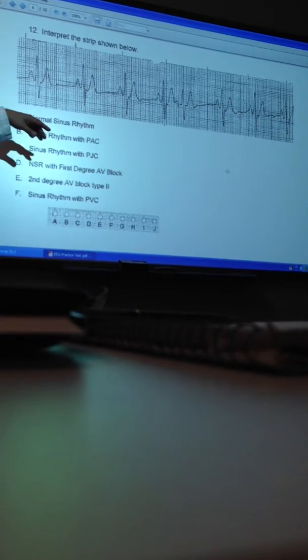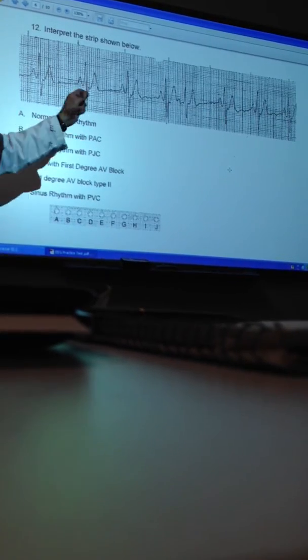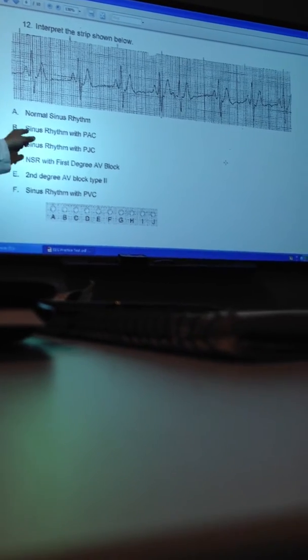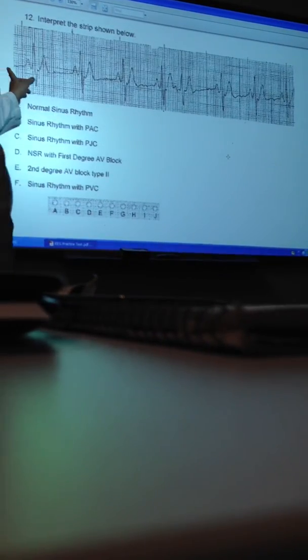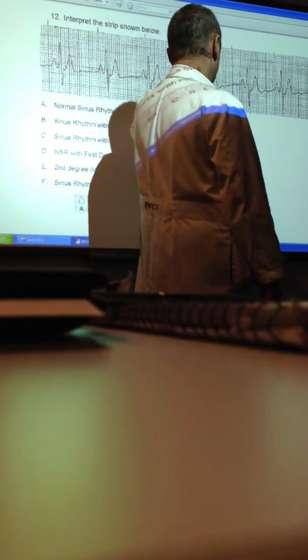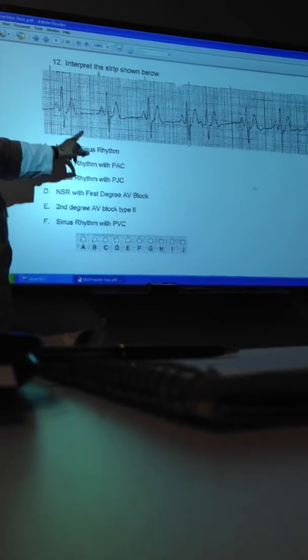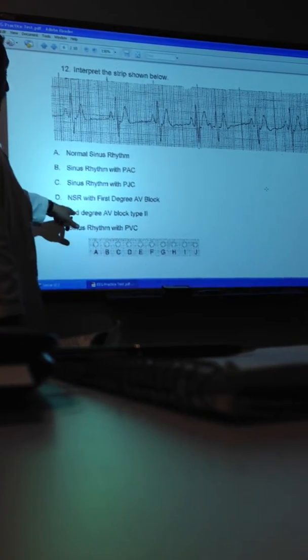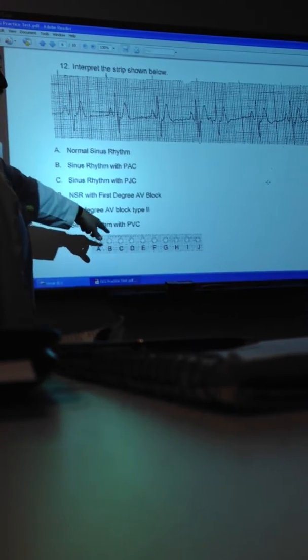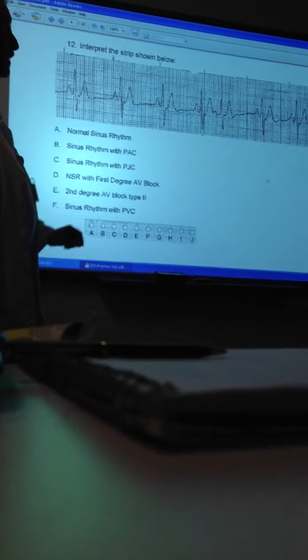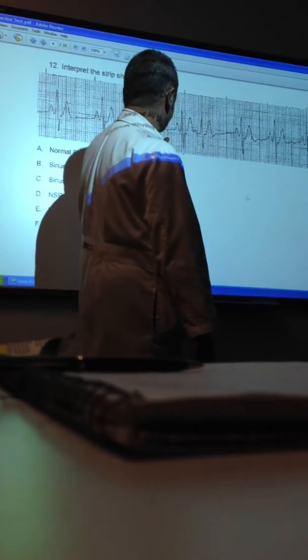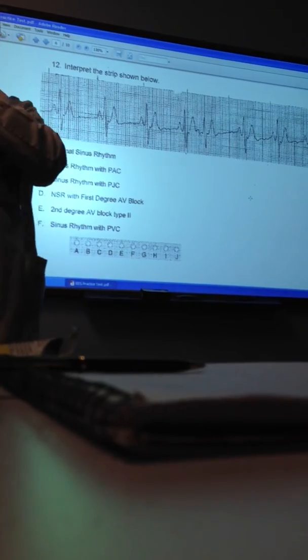Is it normal sinus? Probably the underlying rhythm, but we've got an early beat coming in. Is it sinus with a PAC? Most likely, because we've got this nice little early beat that looks just like all the other ones. Is it sinus rhythm with a PJC? No, we haven't even talked about PJC, that's a premature junctional contraction. Normal sinus with first degree? The PR interval is normal. Second degree? No. Sinus rhythm with a PVC? That's not a PVC. This beat looks just like these beats. It's not wide and bizarre looking. This is sinus rhythm with a PAC.